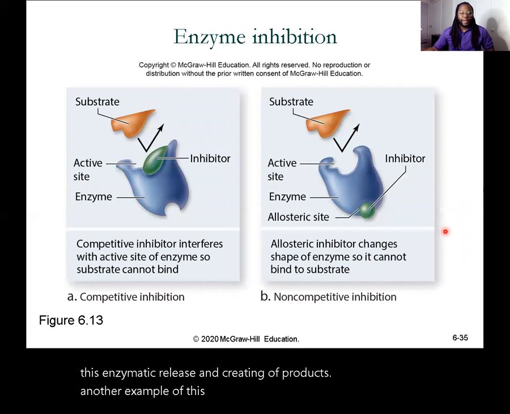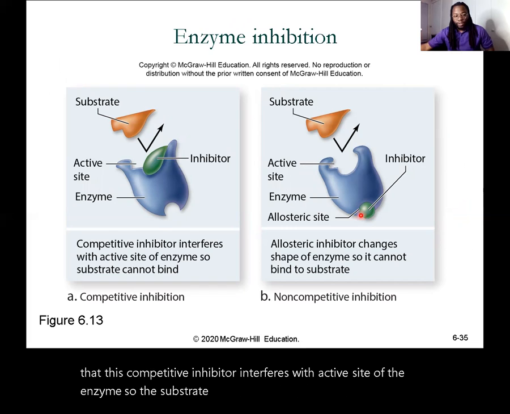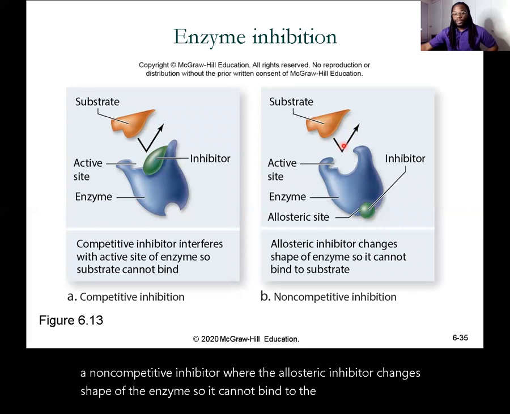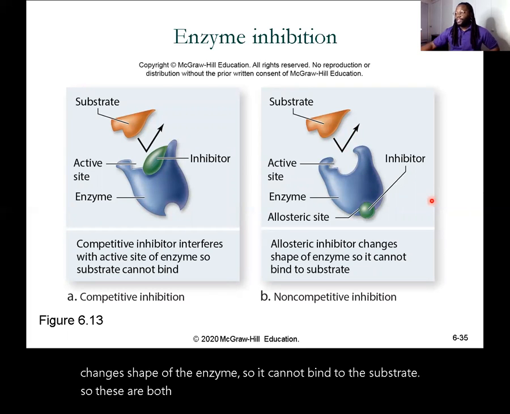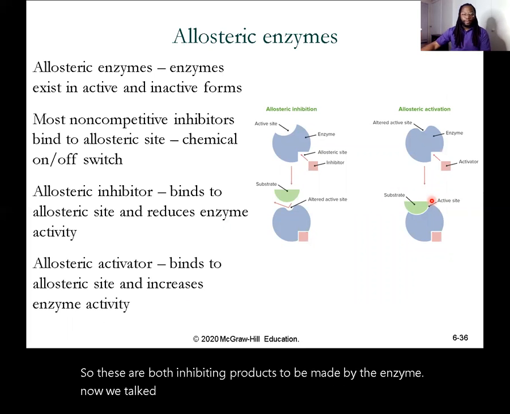Another example of this, in this figure, you can see the same idea of this inhibitor. A competitive inhibitor interferes with the active site of the enzyme so the substrate cannot bind to it. We also see that an inhibitor changes the shape of the enzyme so it cannot bind to the substrate. So these are both inhibiting products from being made by the enzyme. Now, we talked about catalysts, and now we have inhibitors.